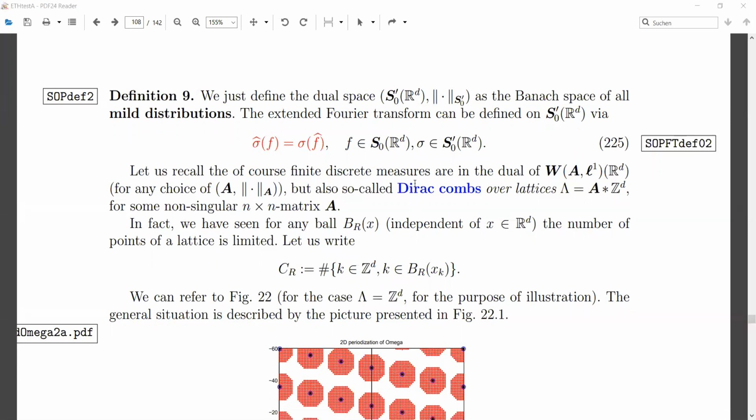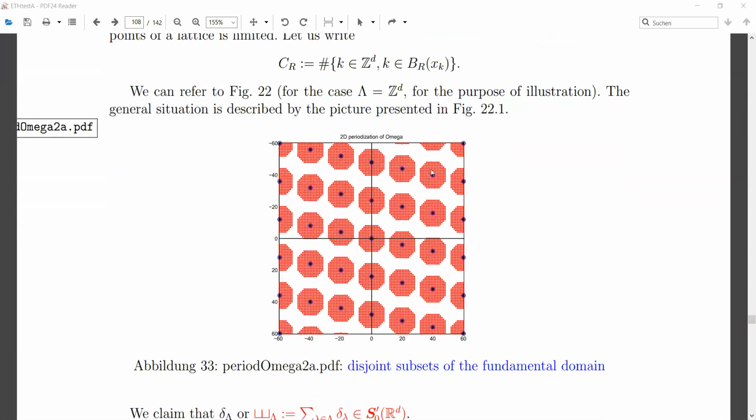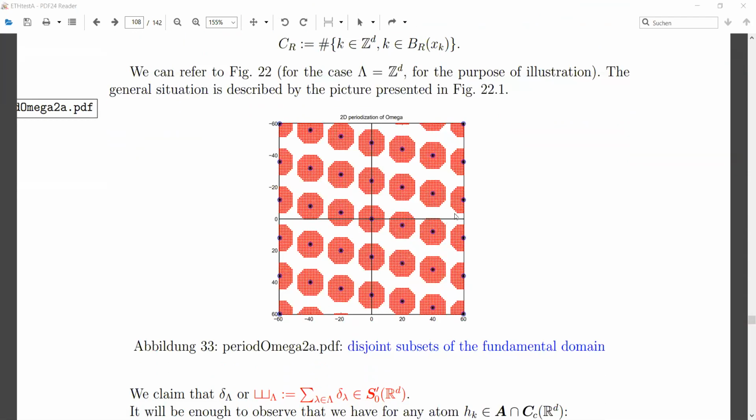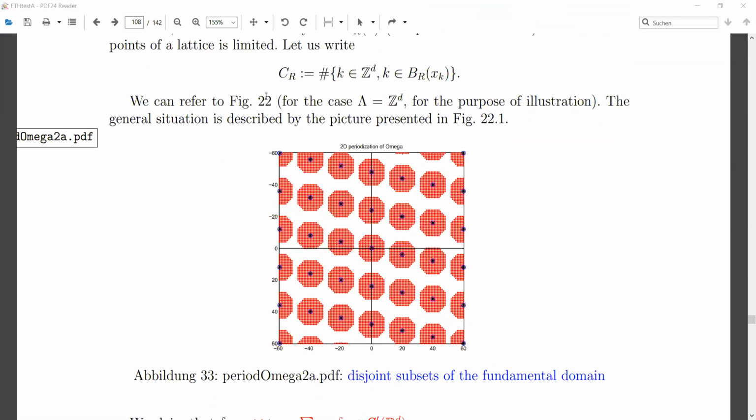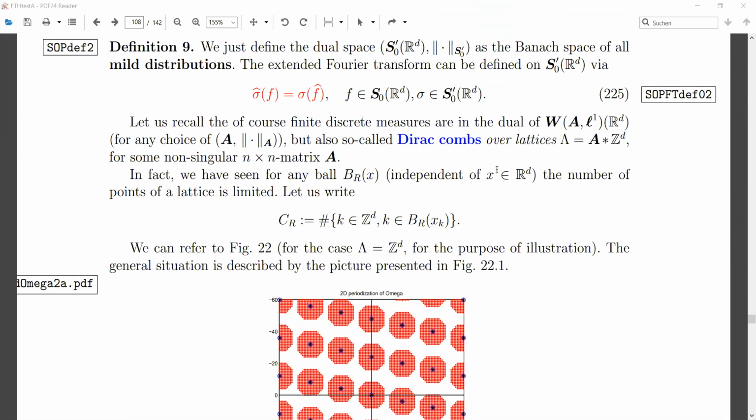Now, why is this a translation-bounded measure? And the answer is, again, the same picture. Now you have a slightly changed situation. We're placing some figure in 2D now, some part of the fundamental domain around each lattice point. And if you want to compare the number of points in an area of some circle, you will find that this is a limited number that will allow you to control the action of this Dirac measure, this Dirac comb.